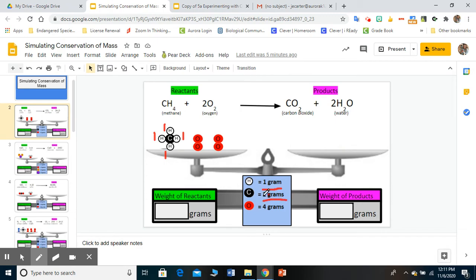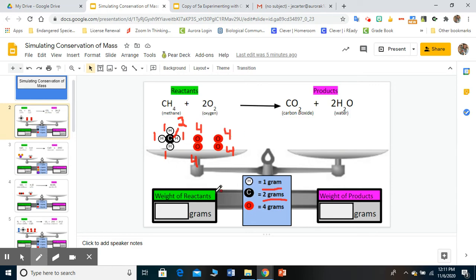I can see that each carbon weighs 2 grams, according to the key. And I see that I have a carbon right there. I'm going to kind of draw a line out so I can tell where it belongs to. There's 2 grams. It's supposed to be a 2. And I can see that each oxygen is 4 grams. I have an oxygen right here. I have another oxygen right here, and right here.